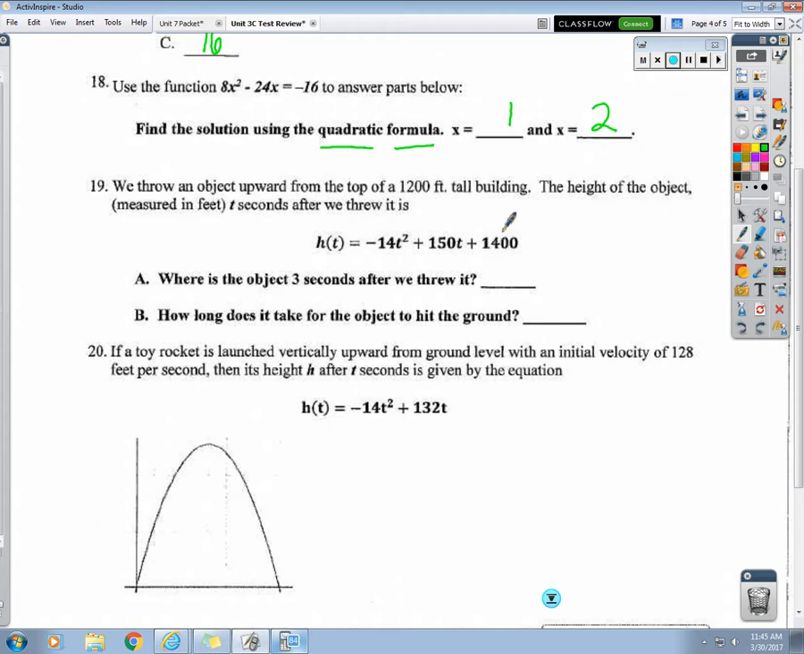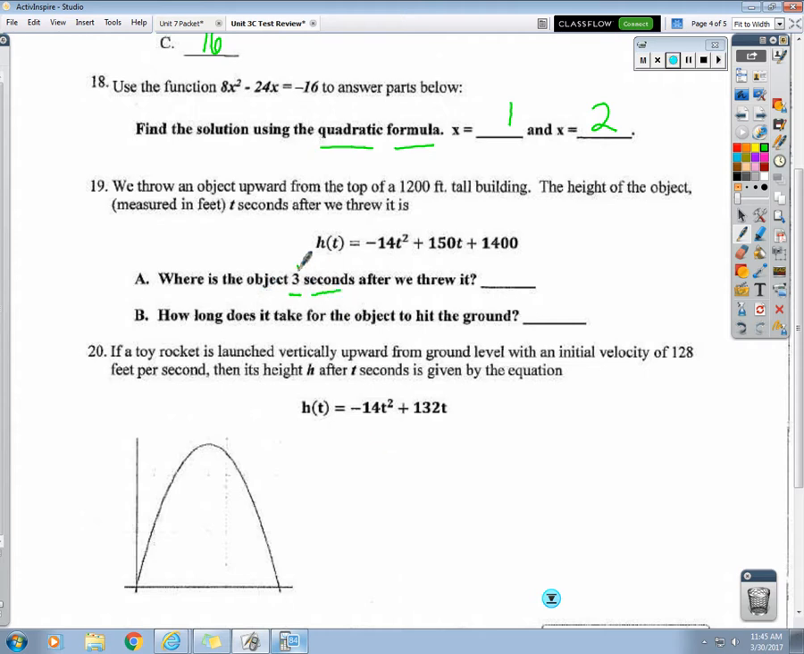Alright, now for those of you who have been absent the last couple of days, this is what we've been learning, word problems. There are 2 of them on the test, so pay attention and you'll pretty much catch up from the last 2 days. We throw an object upward from the top of a 1,200-foot tall building. The height of the object, measured in feet, t seconds after we threw it, is negative 14t squared plus 150t plus 1,400. Where is the object 3 seconds after we threw it?